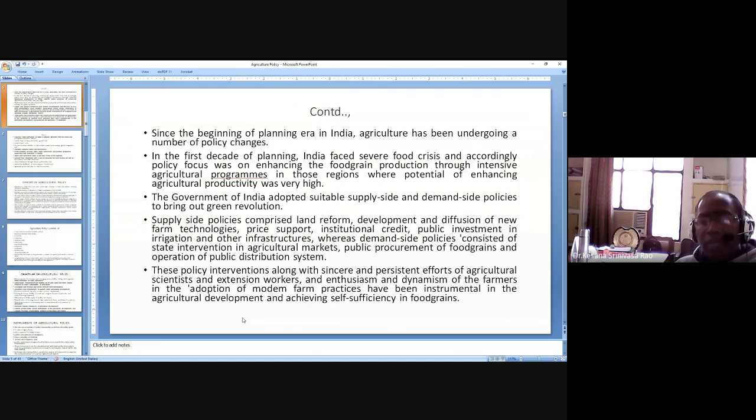From the beginning onwards, technologies in the agriculture sector, and even till today, technological changes keep emerging in one place or the other. How these farm technologies are emerging is important. And the third important component of agriculture policy is price support.